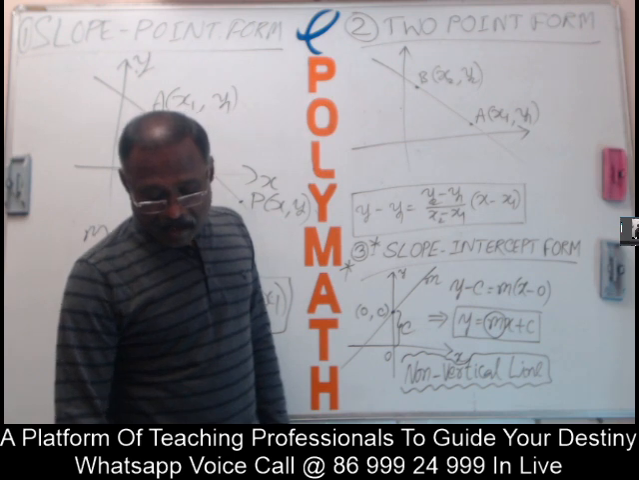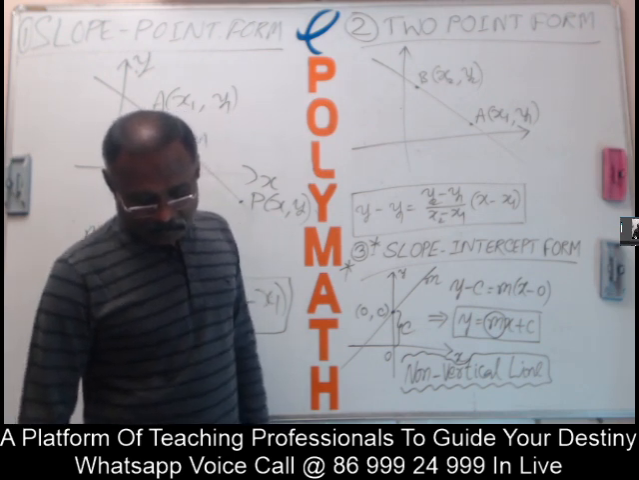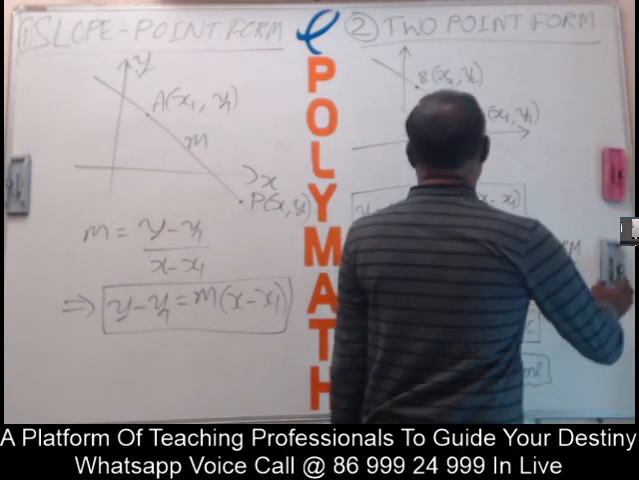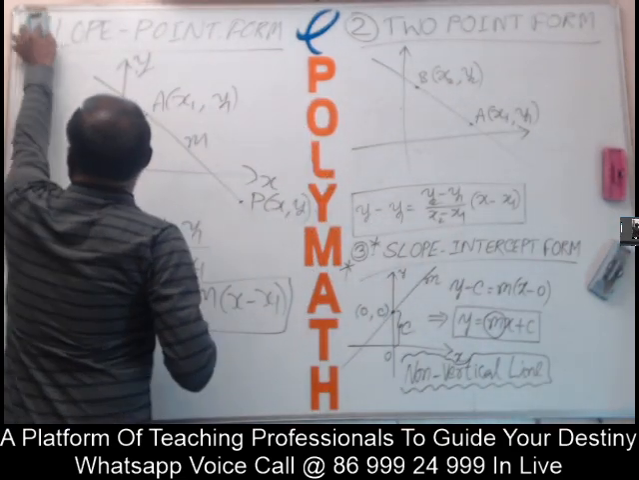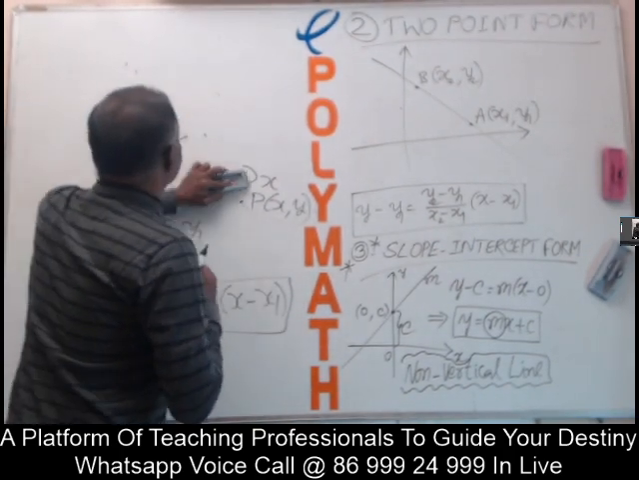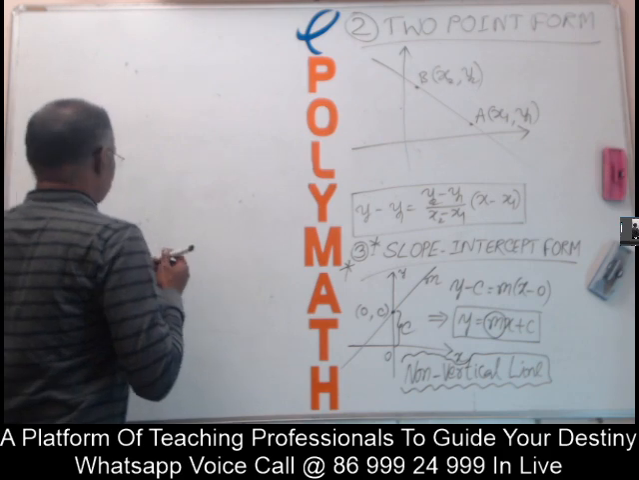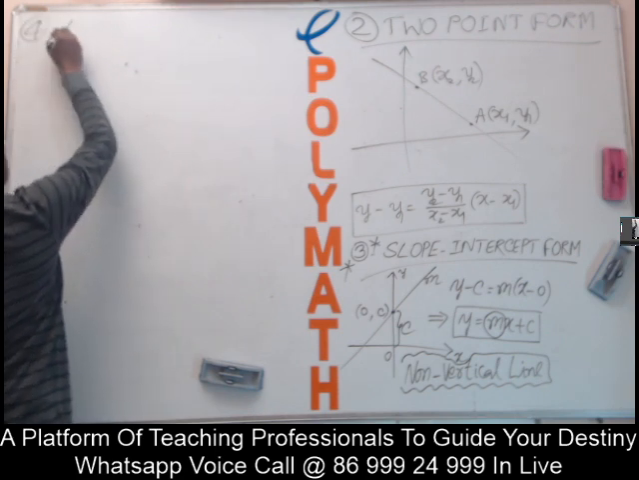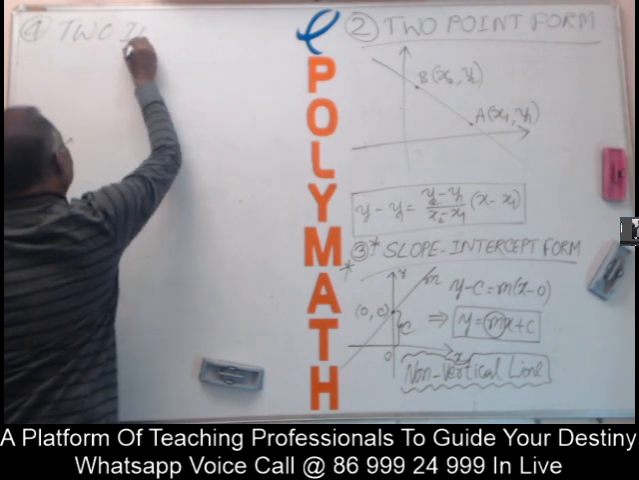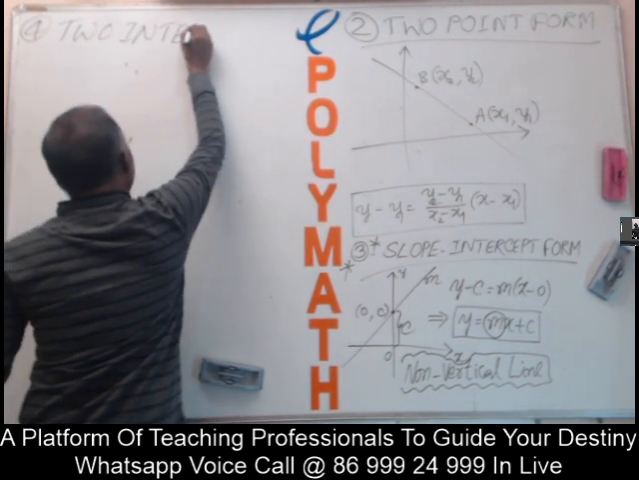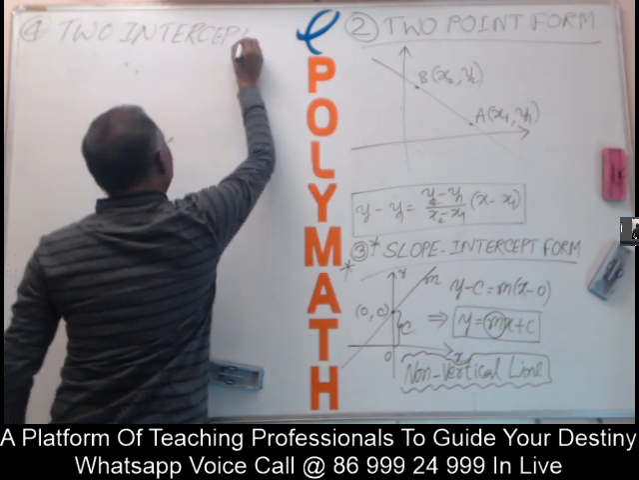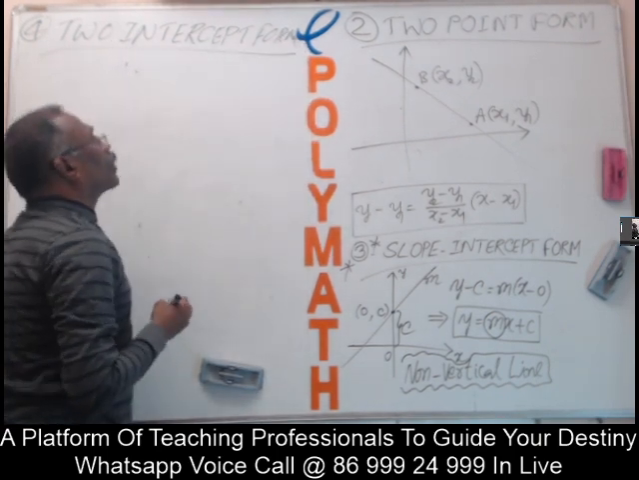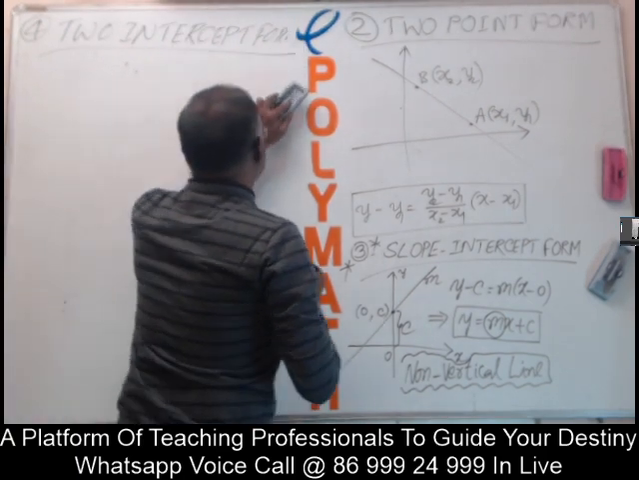Roy Babu sir is saying, tell the line equation when the x-intercept is given. Okay. Now the fourth form, 2-intercept form. What does it mean by 2-intercept form? 2 intercepts are given in this case.